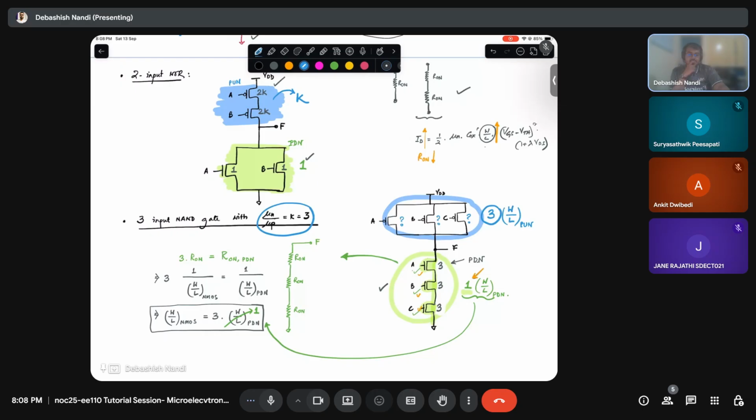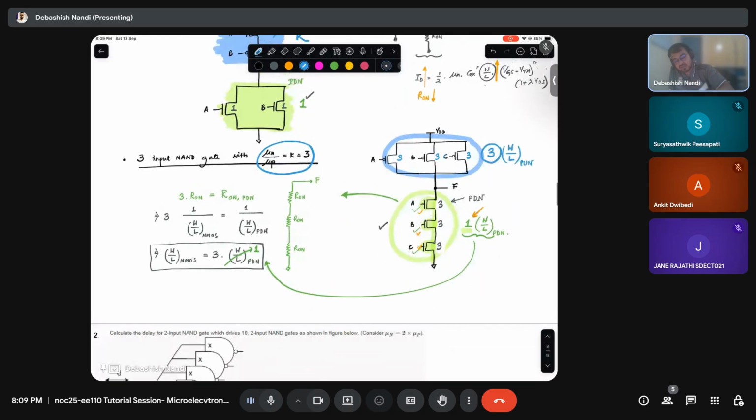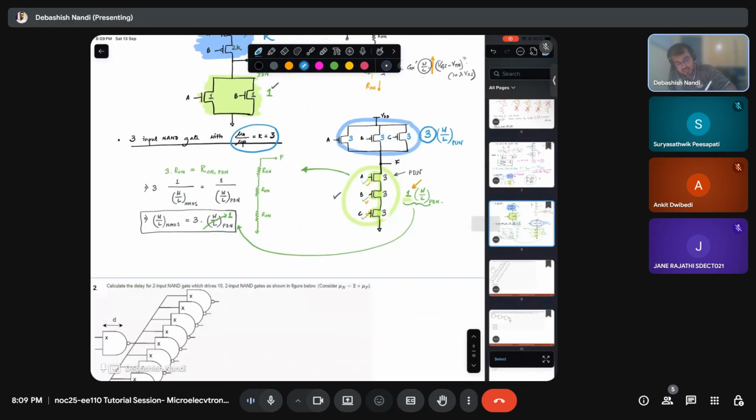Can you tell? Ankit, can you tell? It would be 3. Each of them will be 3, because the worst case path is the single transistor, so it will match the PUN network. This is how you size your CMOS logic gates.